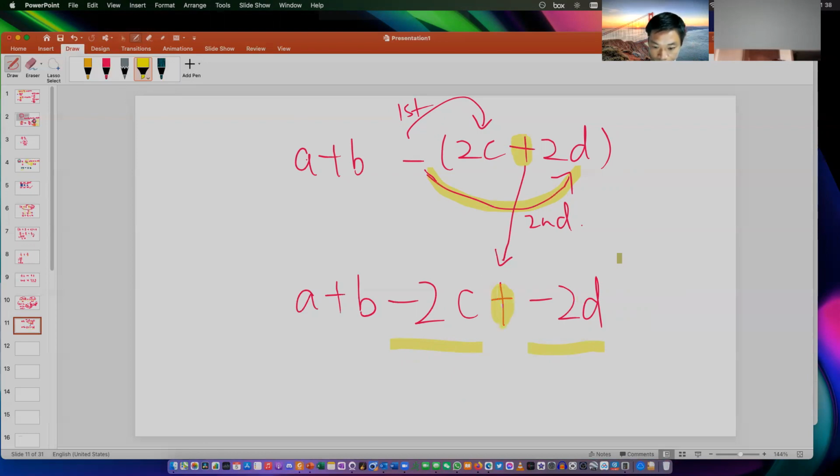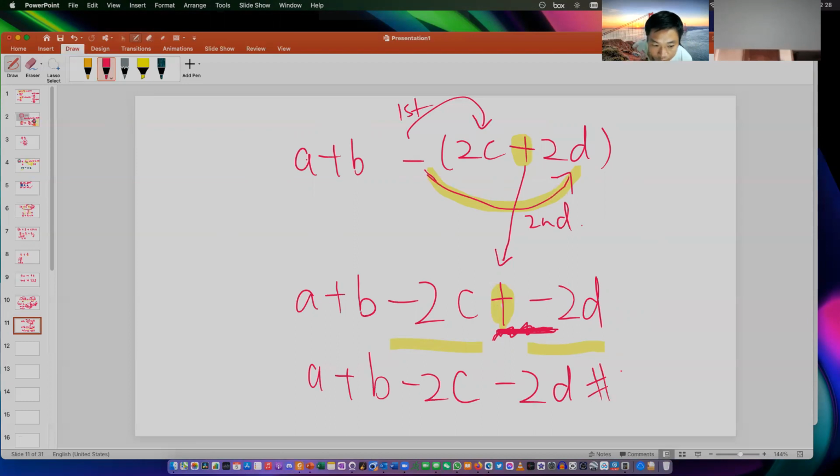So far so good? So now, continue. A, copy down, plus B, copy down, minus 2C, no problem. Now comes the part. Can you see that you have a plus minus in front of the 2D? Plus minus becomes minus. So therefore, this is the final answer.